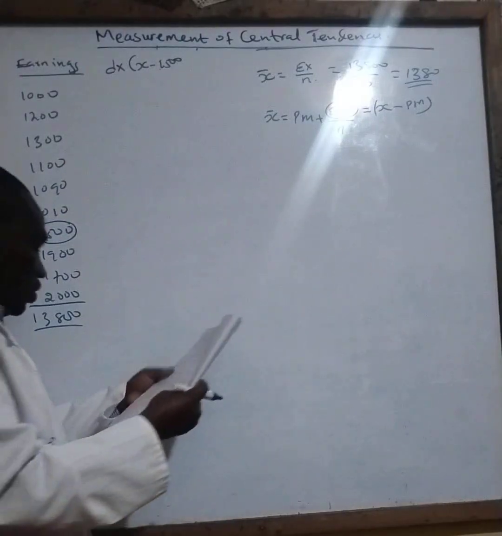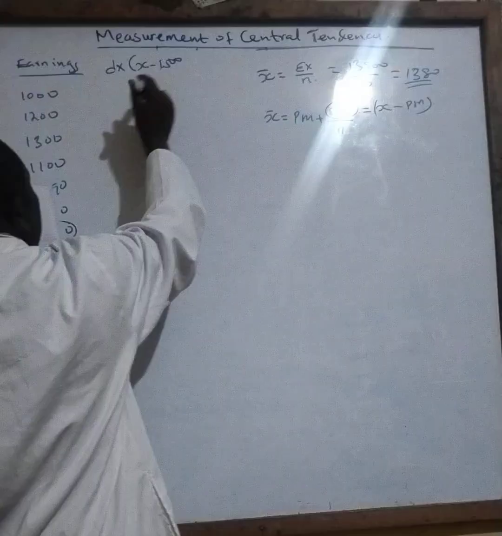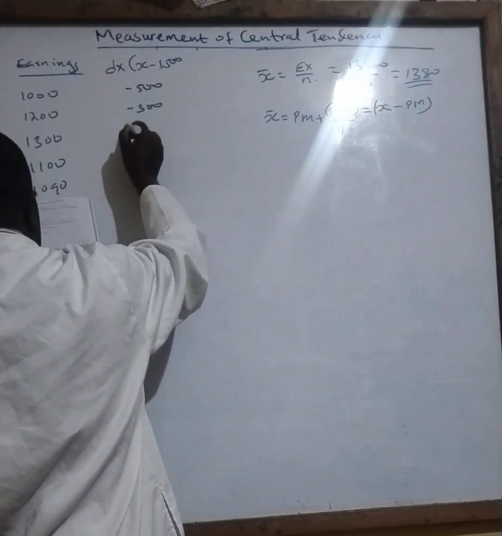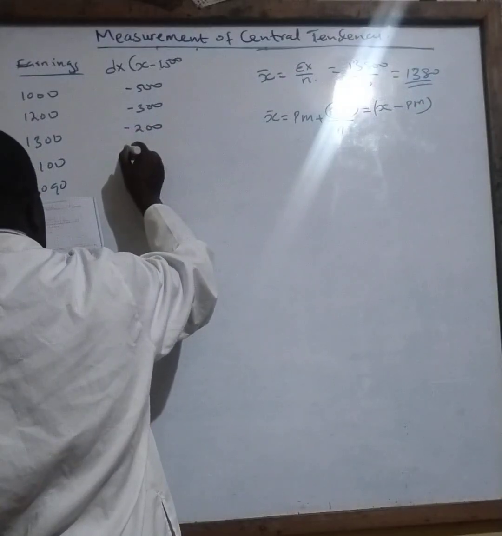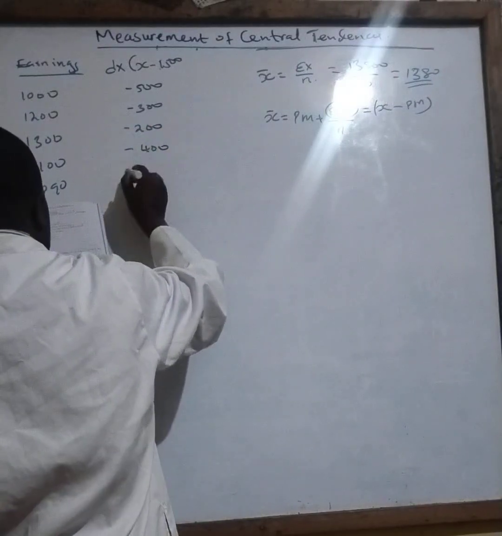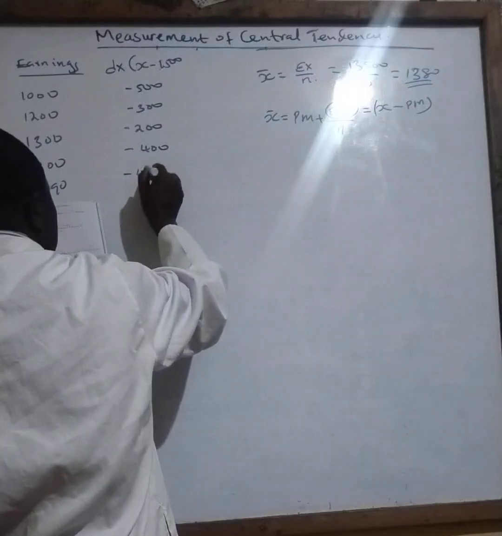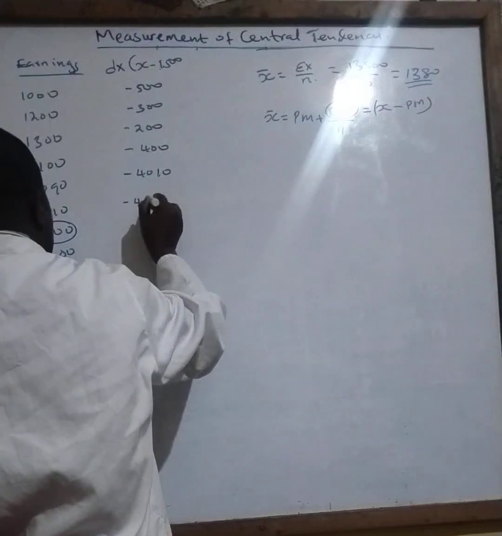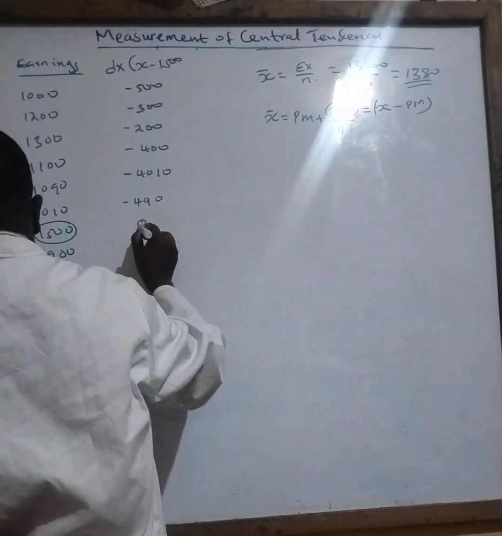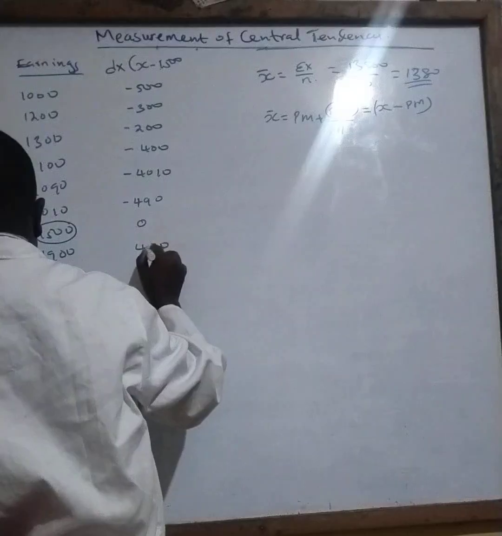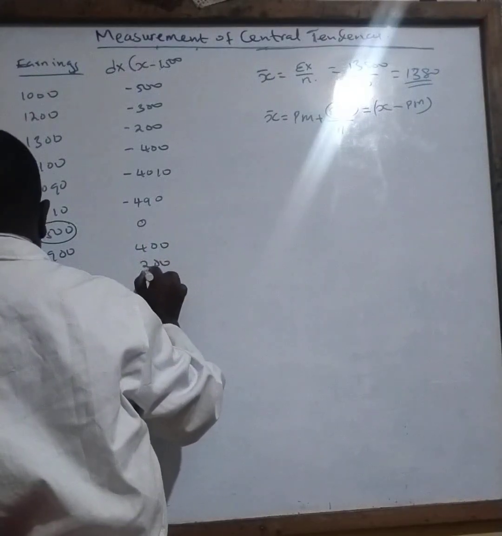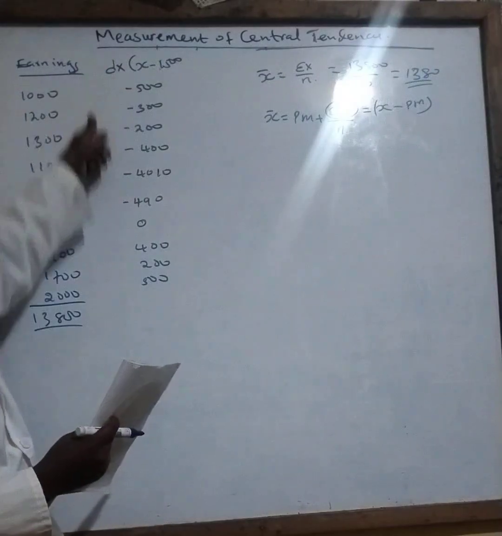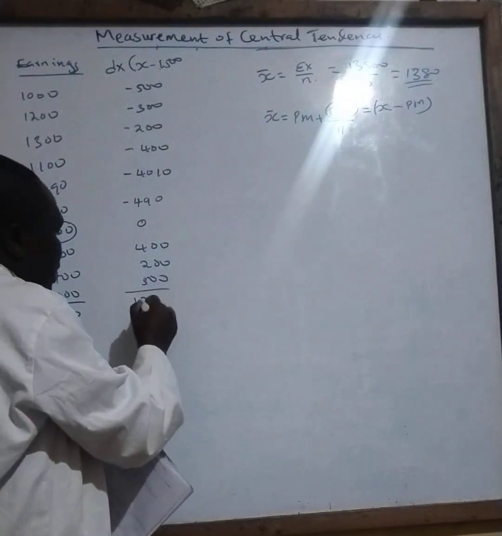Okay? So if you now substitute, you will get this minus that: negative 500, negative 300, negative 200, negative 400, negative 410, negative 490, 0, 400 positive, 200, 200, 500. Now, if you sum up all these, you will get negative 1,200.